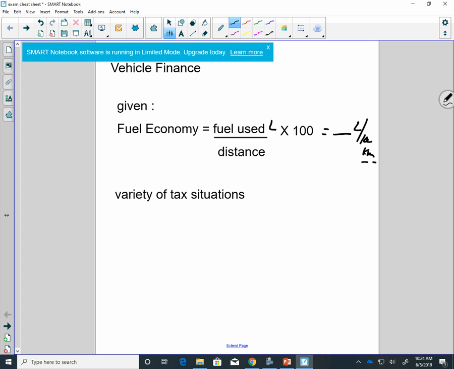What did we do yesterday? We went through the cheat sheet of the house. Home finance. We're doing exactly the same thing for vehicle. We're going to keep doing this every day.